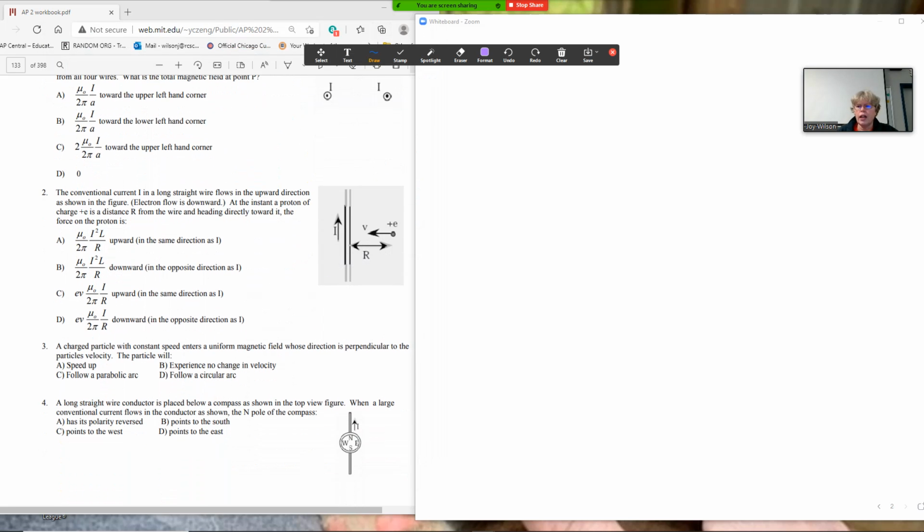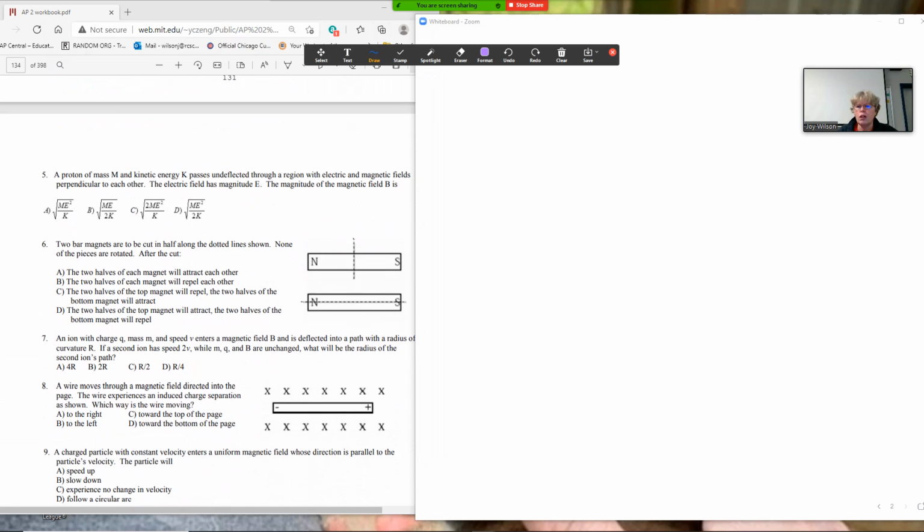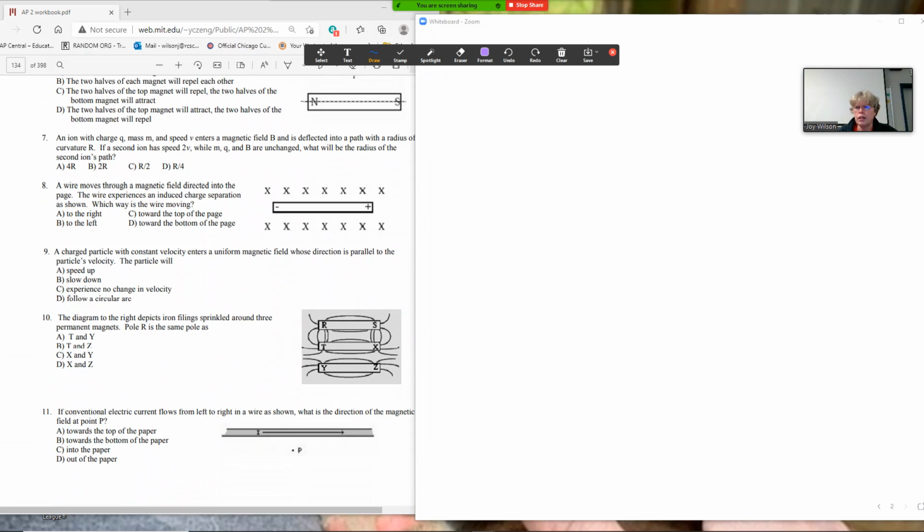So let's look at number 7. Number 7 says you have an ion with charge Q, mass m, and speed v, that enters a magnetic field B and is deflected into a path with radius of curvature r. If a second ion has speed 2v, we don't change the mass of the particle, we don't change its amount of charge, we don't change the amount of magnetism, what will the radius be for the second one?